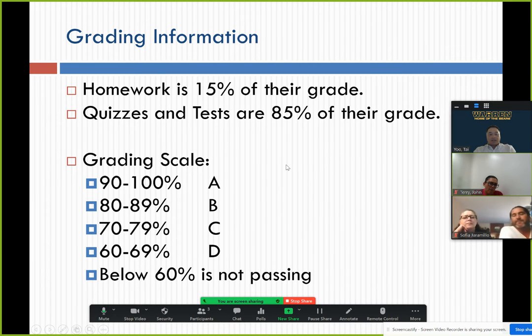Okay, so for their grading information, their homework is 15% of their grade. Exams, quizzes, and tests are 85% of their grade. The grading scale is a standard grading scale: 90 to 100, 80 to 89, 70 to 79, and so on.